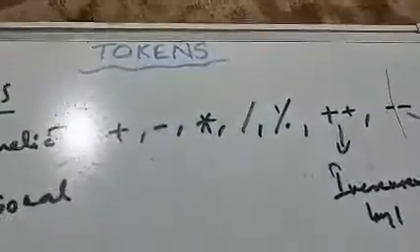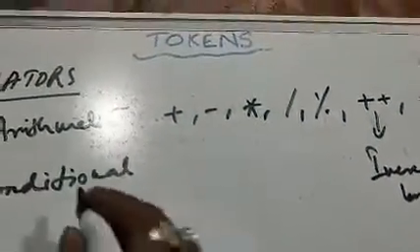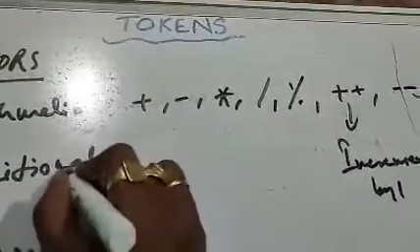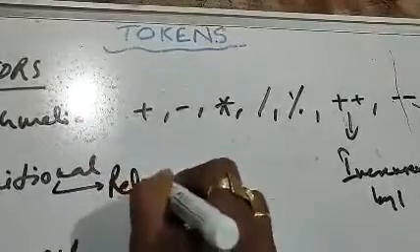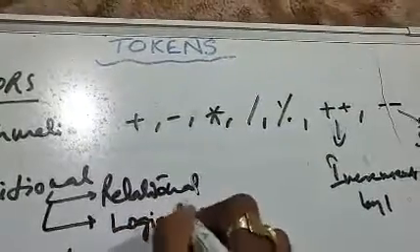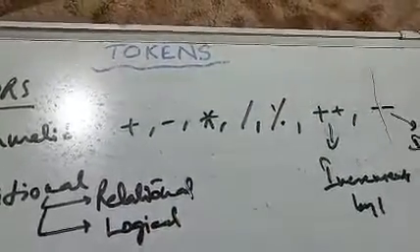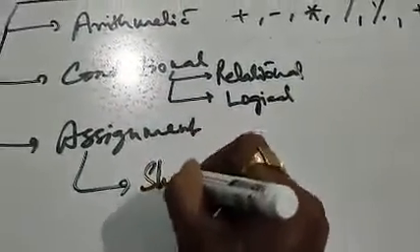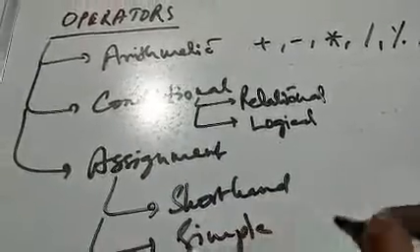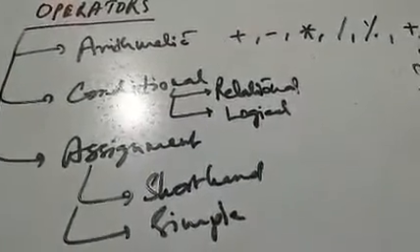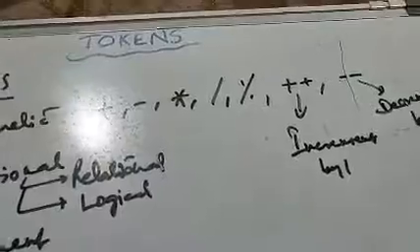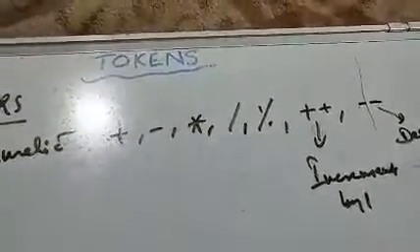Then we have the conditional operator. In conditional operators we have three operators, but in your case, we'll be discussing only two of them. The first one is called the relational operator and the second one is called the logical operator. And in assignment we have two, that is called the shorthand assignment operator and the simple assignment operator. So first of all, we'll discuss arithmetic operators. Let us see about arithmetic operators.